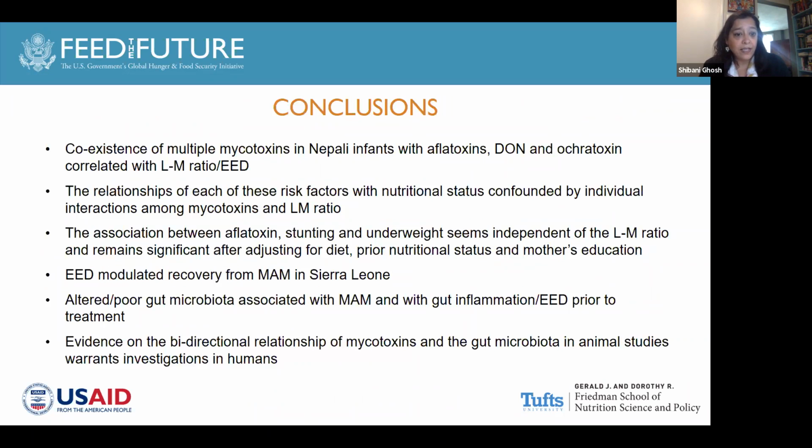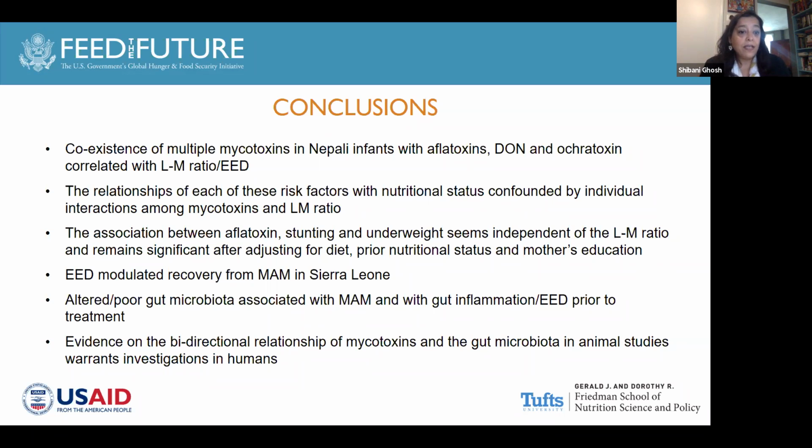Next slide, please. So I think I'm really way out of time here, but I just want to conclude that we've found some very interesting things with respect to multiple mycotoxins in Nepali infants. We're seeing some very interesting findings around EED and how it modulates recovery in MAM. And there are reviews that are indicating the need for assessing the bidirectional relationships of mycotoxins and gut microbiota.